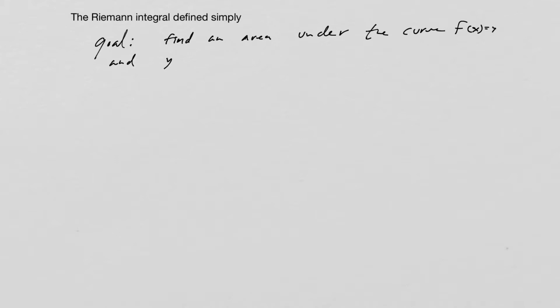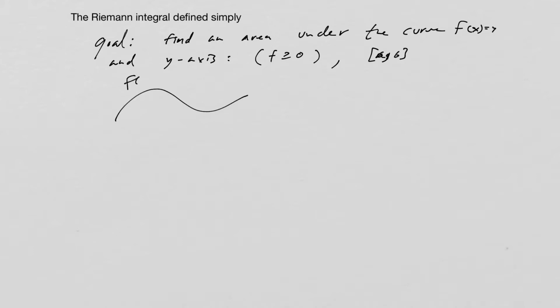Okay, so let's now define what we mean by an integral, and we know the goal was to find an area under the curve f of x is equal to y and the y-axis. For this video, we're going to, of course, assume that f is greater than or equal to 0. And we're also going to look over an interval a comma b. All right, so I can draw a picture.